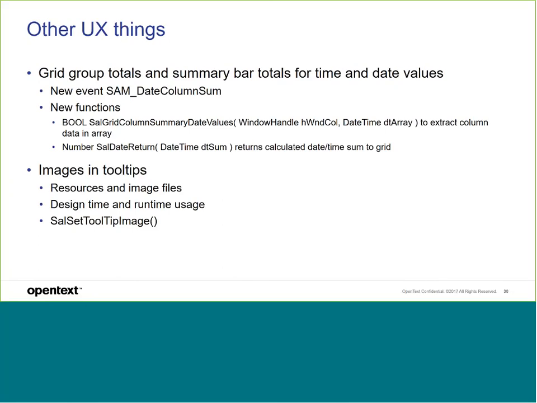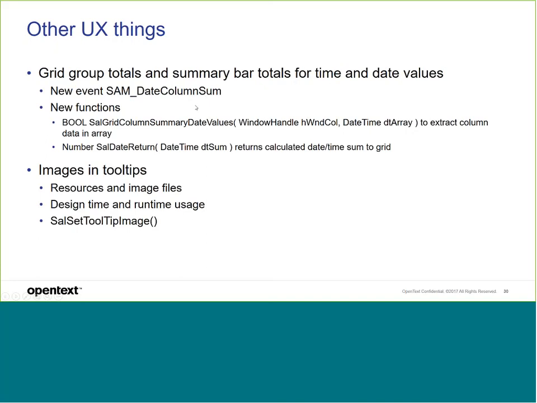So other UX things, grid group totals and summary bar totals for time and date values. Customers wanted to be able to display a summary value for date time columns, maybe add up the labor time for a week and show that in a group, and have that column be grouped by a week, for example.